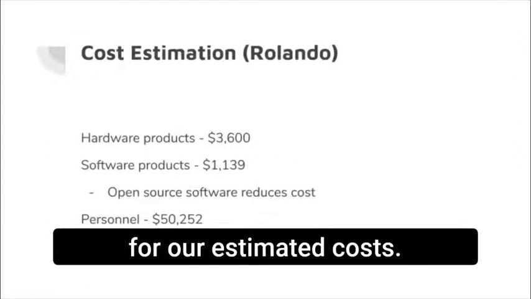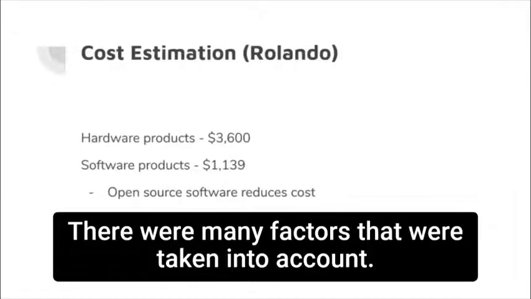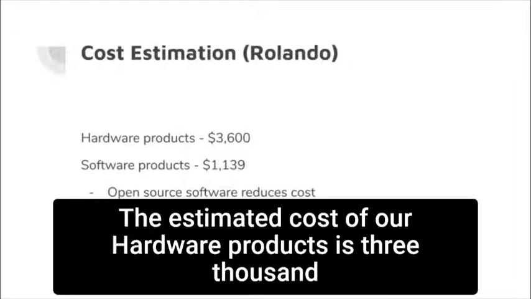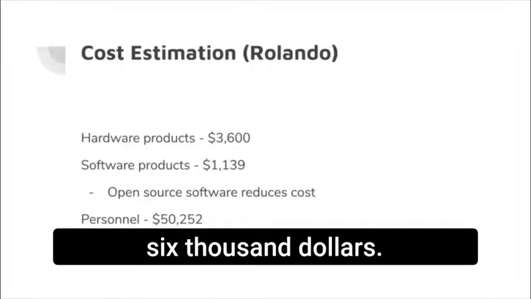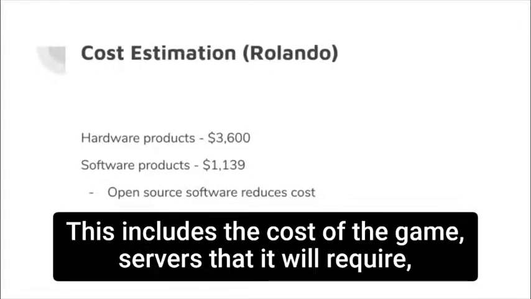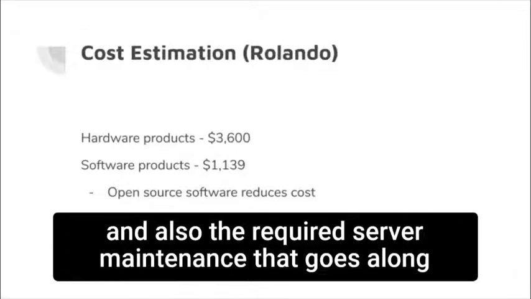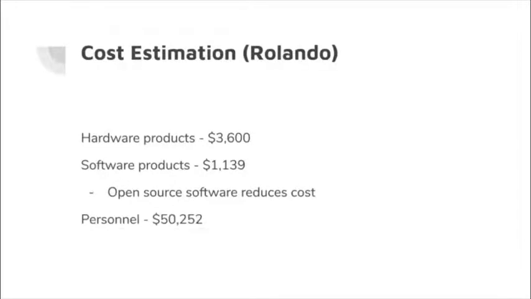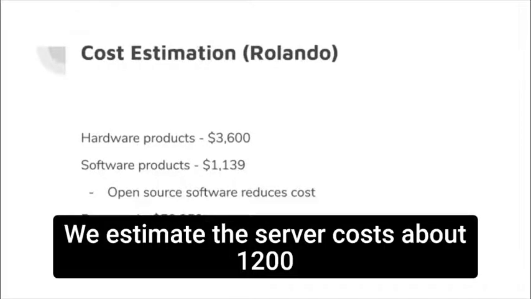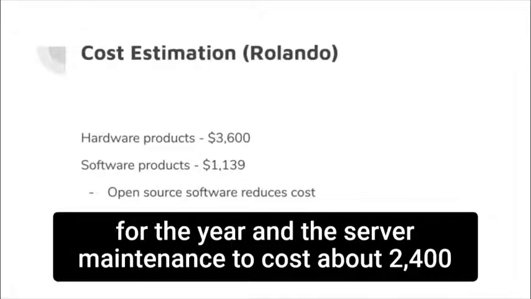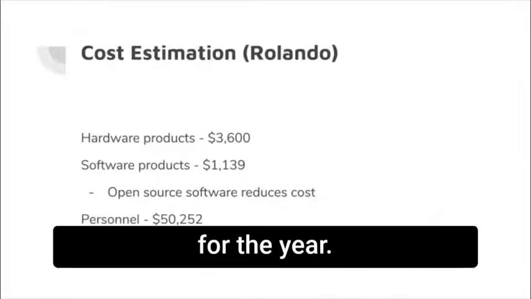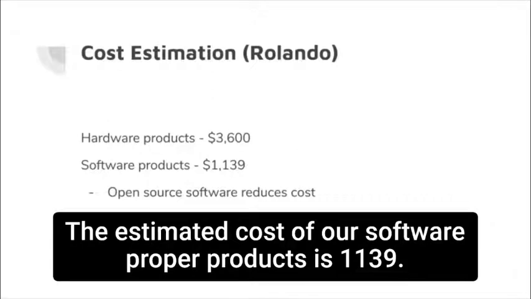For our estimated costs, there were many factors that were taken into account. The estimated cost of our hardware products is $3,600. This includes the cost of the game servers that will be required, and also the required server maintenance that goes along with it. We estimate the server to cost about $1,200 for the year, and the server maintenance to cost about $2,400 for the year. The estimated cost of our software products is $1,139.